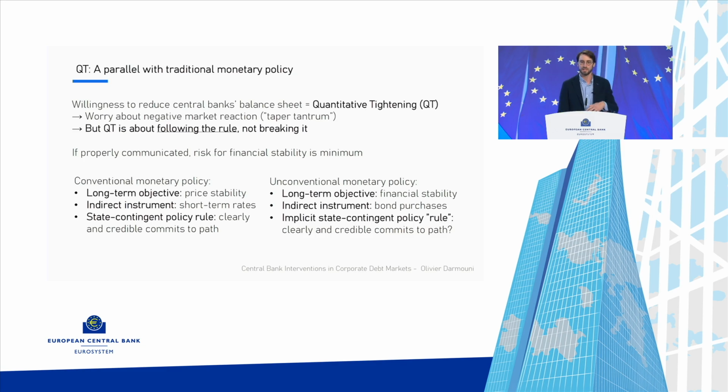I'll do a little parallel with conventional monetary policy here for a second. Conventional monetary policy has a long-term objective, price stability, and an imperfect instrument, the short-term interest rate. The way it tries to reach the objective with its imperfect instrument is by trying to credibly and clearly commit to a path, a state contingent policy rule. Well, perhaps by now, unconventional monetary policy is no longer so unconventional that there's a bit of an analogy. The long-term objective is financial stability, the indirect instrument is bond purchases, and there's a state contingent rule, but it's, in quotation marks, a little bit more implicit.